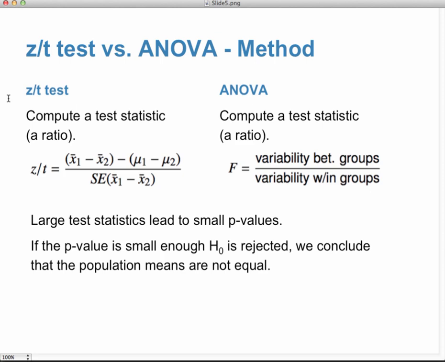In the t-test, we looked at the difference in the sample means, subtracted the hypothesized means, and divided that by the standard error. In the ANOVA test, you're going to compare a ratio. You're going to create a new test statistic called the F test statistic.